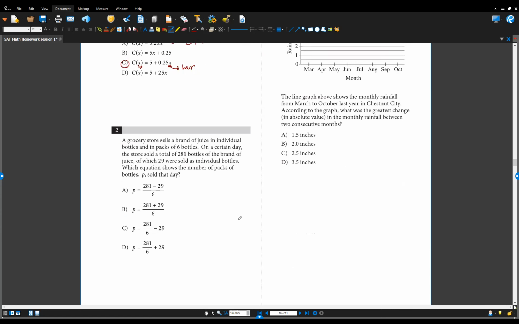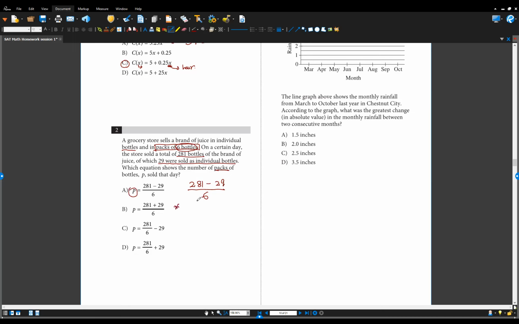All right, number 2. A grocery store sells a brand of juice in individual bottles, but each pack has 6 bottles. So we have 281 bottles there, and 29 were sold as individual bottles. So 281 minus 29, that is the number of bottles left over. So how many packs are there? Each pack has 6 bottles. You can divide by 6 and you'll get the number of packs.